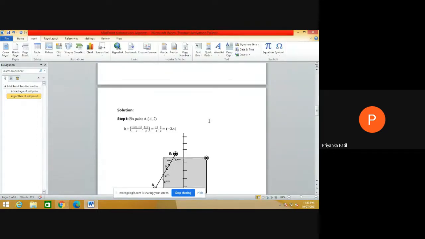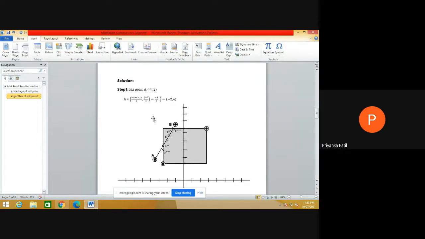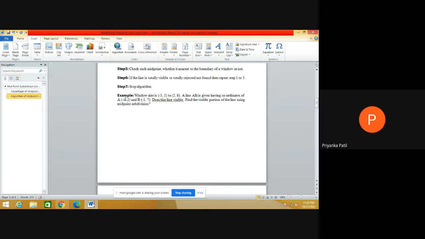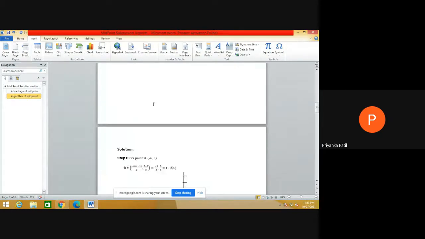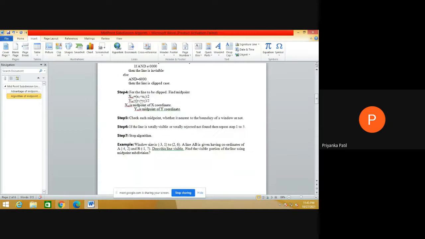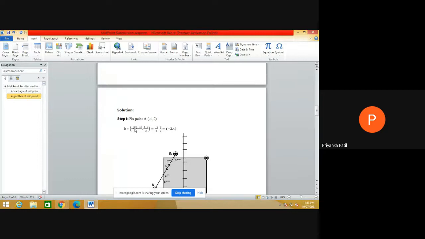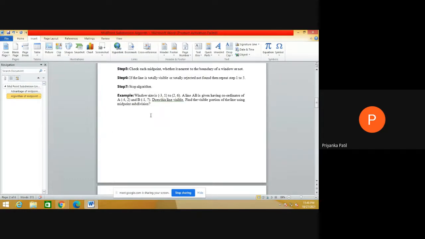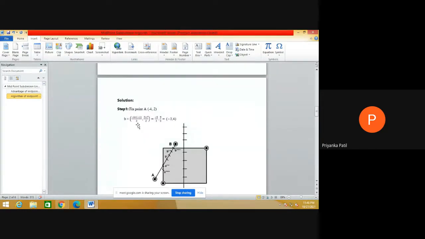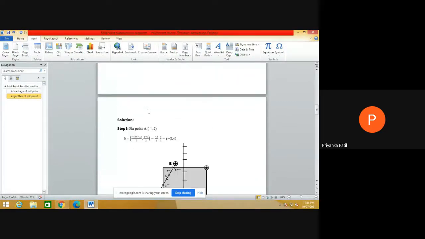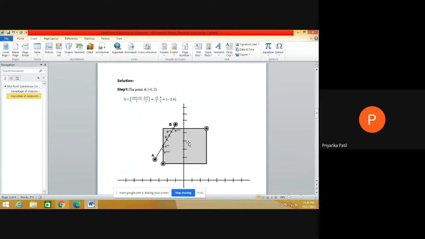So first, this is the layout of your diagram. The first step: the value of A is -4, 2 and B is -1, 7. So we can apply the formula x1 plus x2 divided by 2. That is -4 plus -1 divided by 2, and next 2 plus 7 divided by 2. The midpoint we get is -2 and 4.